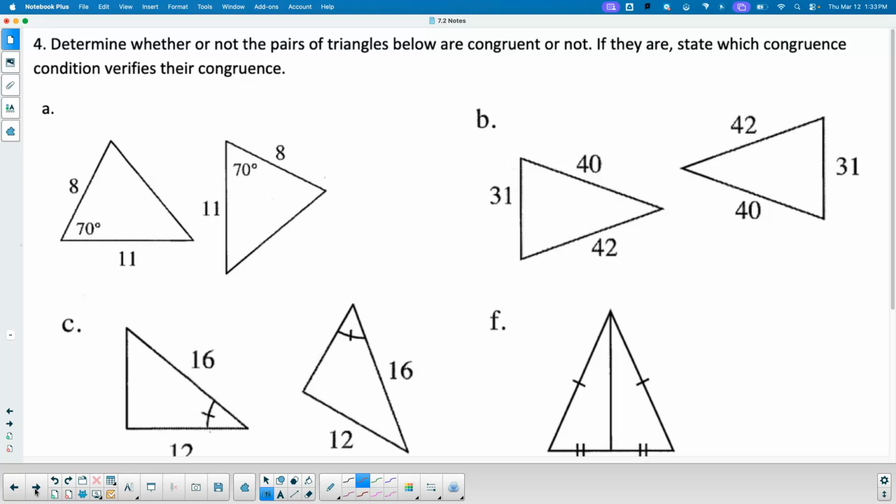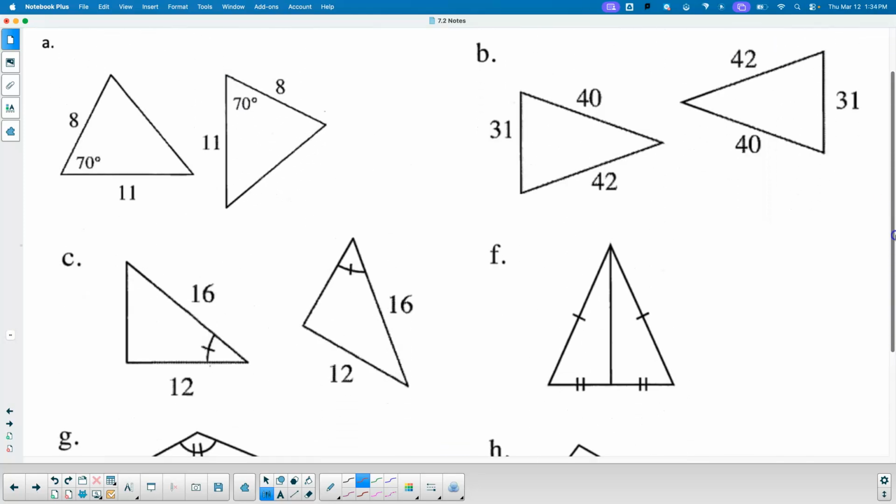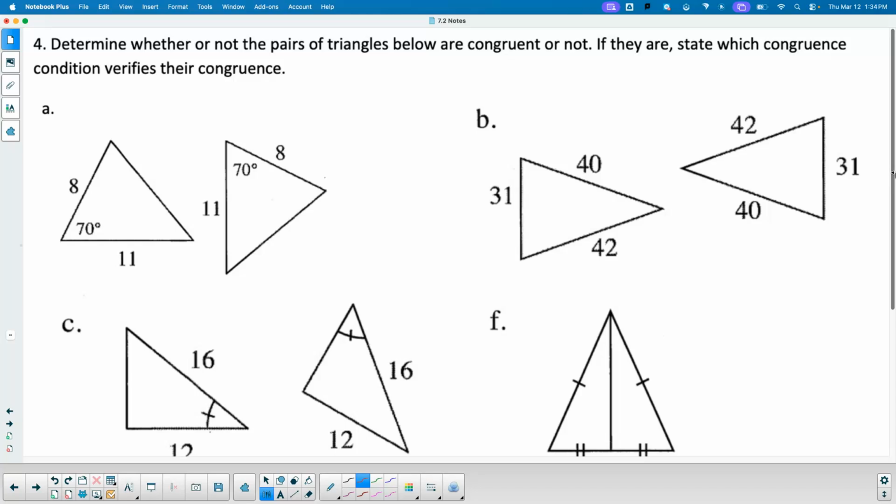So here are 1, 2, 3, 4, 5, 6 different triangle pairs. I'm going to do 2 of them, and then I'm going to have you do 4 of them. What we're asking for is if they're congruent or not, so a yes or a no, and if they are congruent, how are they congruent? If it's a no, it's just a no. So we'll start with letter A.